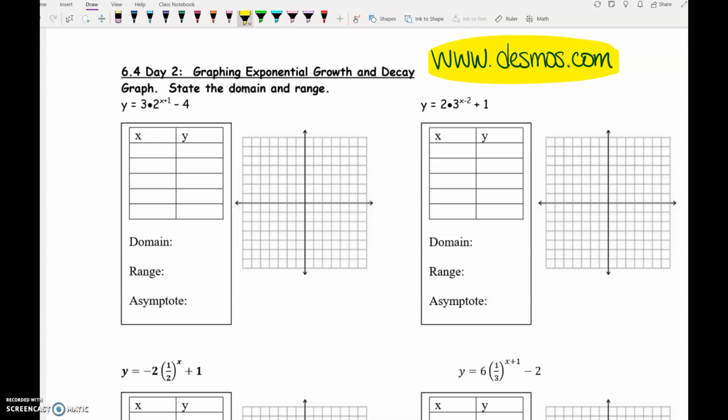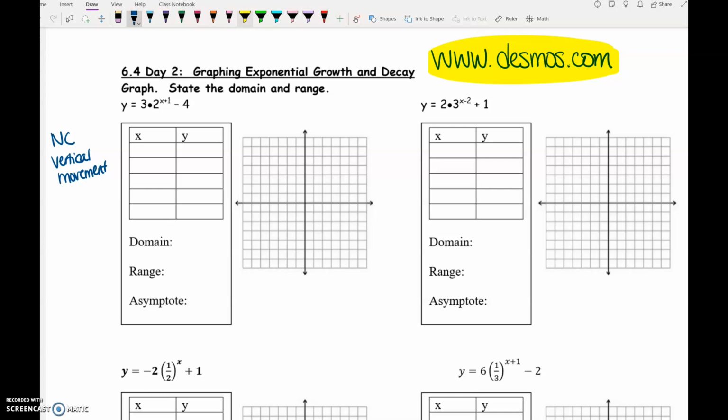So the first one we're going to graph is y equals 3 times 2 raised to the x plus 1, minus 4. Now the first thing that you should do is think about up and down movement, and this is something you might want to add to your note card. The first thing you do is vertical movement. The vertical movement has a huge effect on the graph, the asymptote, and the range.